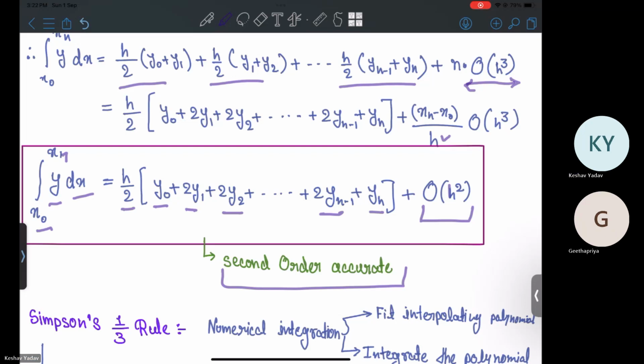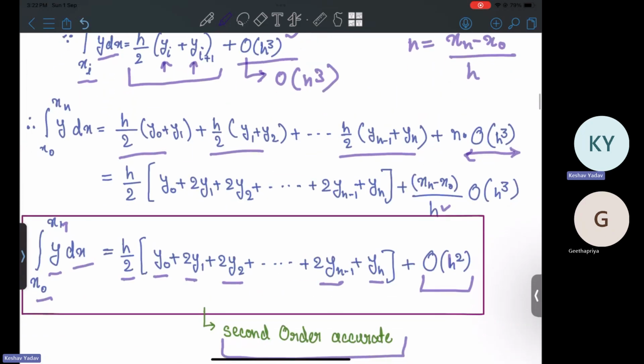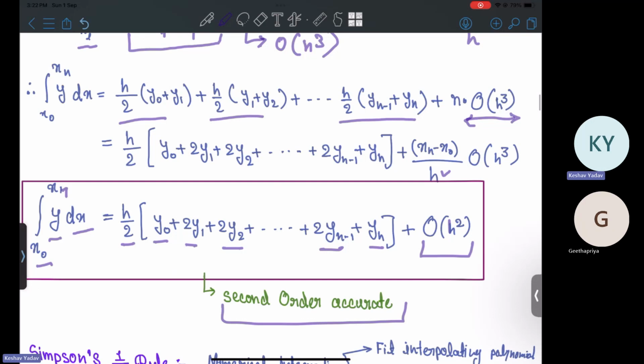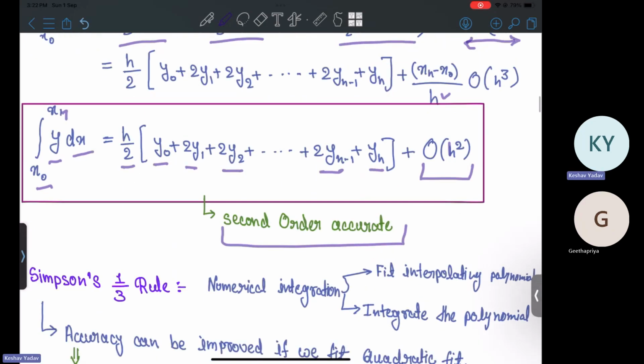Now we have seen that the trapezoidal rule is locally third order accurate, while globally it is second order accurate. So now we wish to improve the accuracy of this numerical integration.